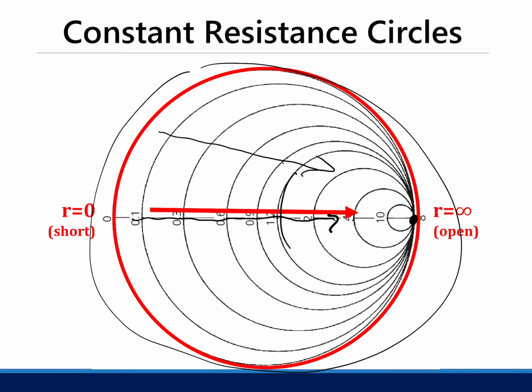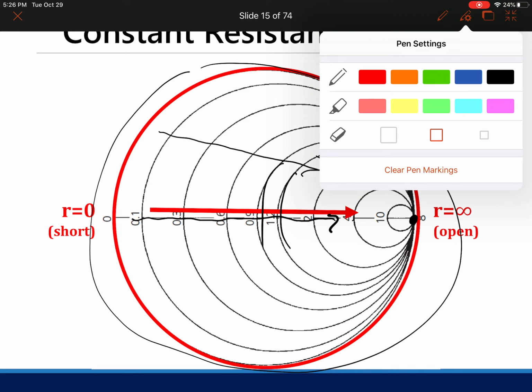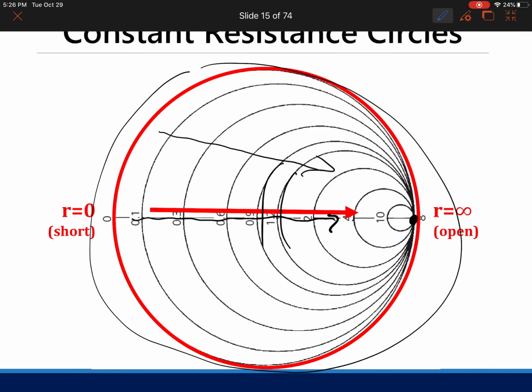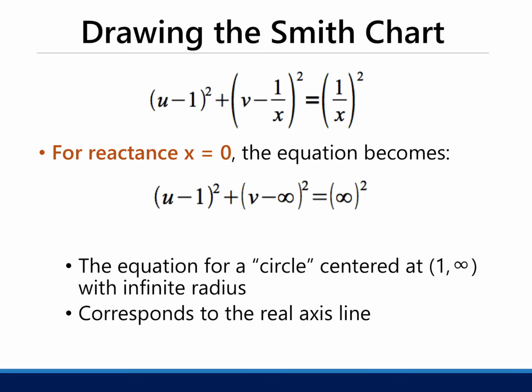Any point on this, let's use another color for your pen. Let's use blue. Any point on all of this circle would mean that in the normalized impedance, your R is constant while your reactance is varying. That is the constant resistance circle. So now let's look at the reactance. Again, its value is also from 0 to infinity, a short circuit and an open circuit.